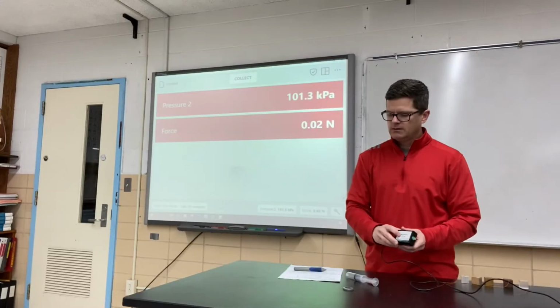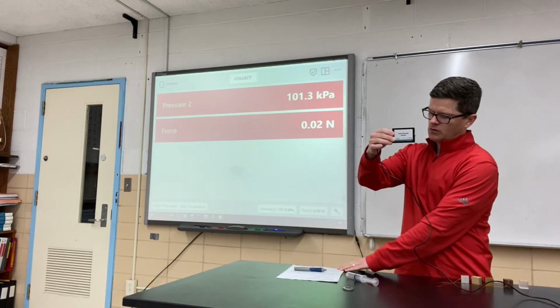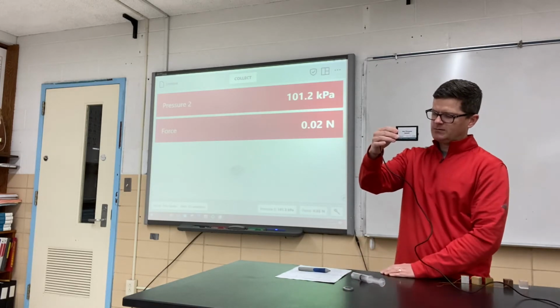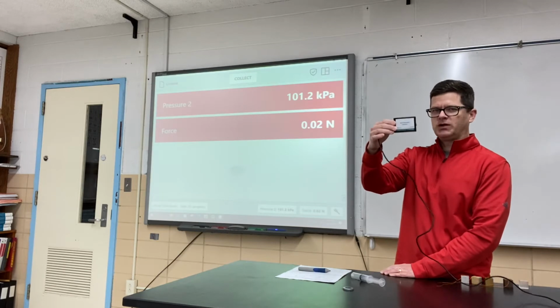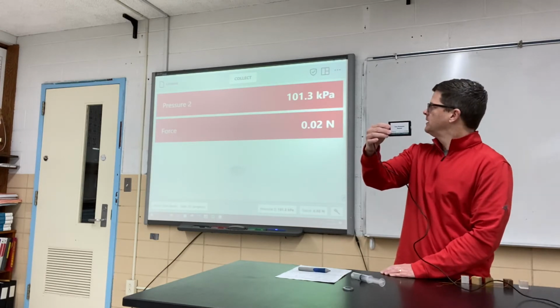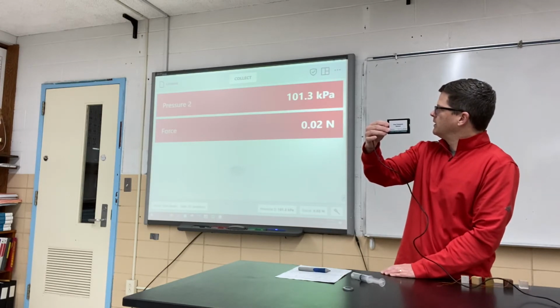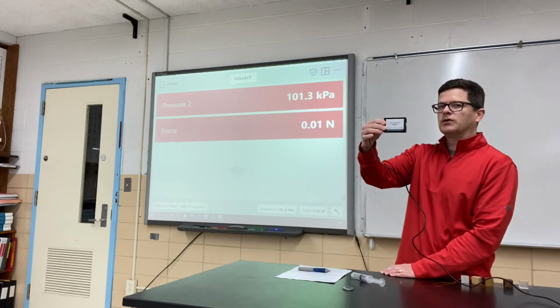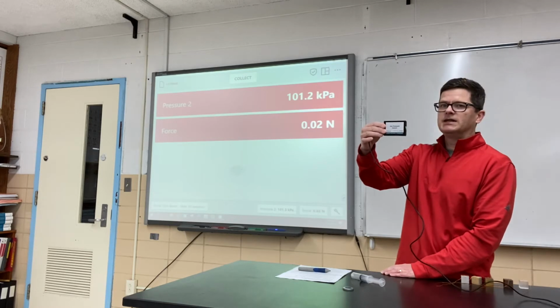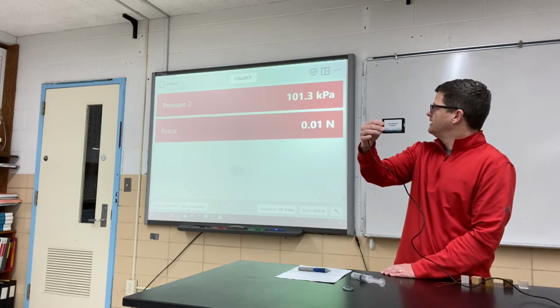There's a place on your notes to record today's atmospheric pressure with a barometer. A barometer is just a pressure sensor that's measuring air pressure. Although it's fluctuating, I would go ahead and record 101.3 kilopascals as our pressure today, okay?